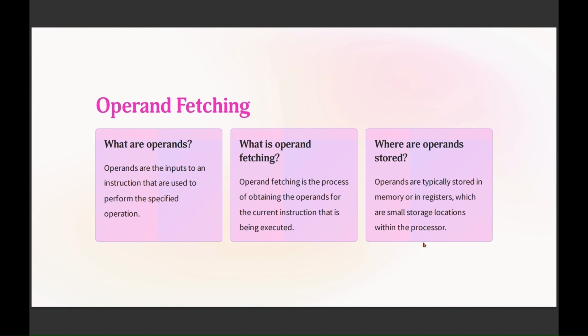In a basic computer architecture, the instruction fetching process involves the following steps. The first one is the PC is incremented to point to the next instruction. Second is the memory unit reads the instruction from the memory location pointed to by the PC. The third is the instruction is then copied from the memory to the instruction register. Fourth is the PC is updated to point to the next instruction.